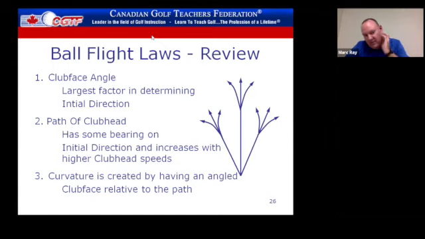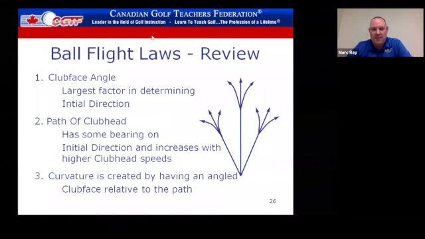The club face angle is the greatest determinant of where the golf ball is going to travel. The initial direction is always going to be closest to the club face angle, but skewed to the direction of the path. The path, the initial direction increases. Well, it says with higher club head speed, and it should actually be the opposite. With lower, the path of the club head should increase with lower. So I'm going to have to change that.